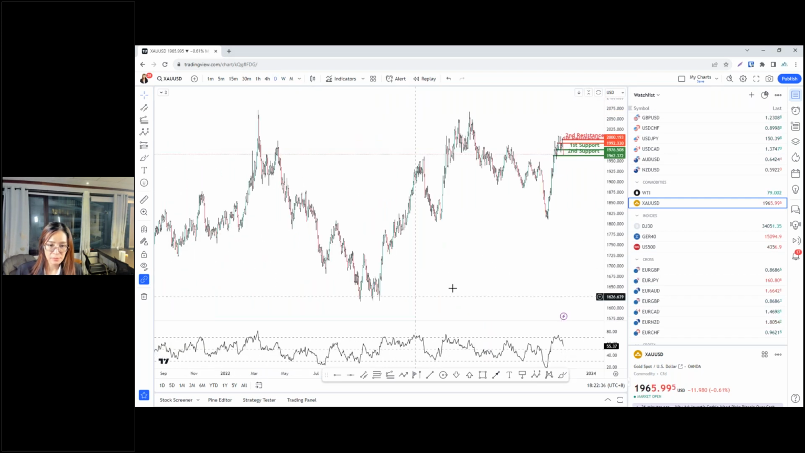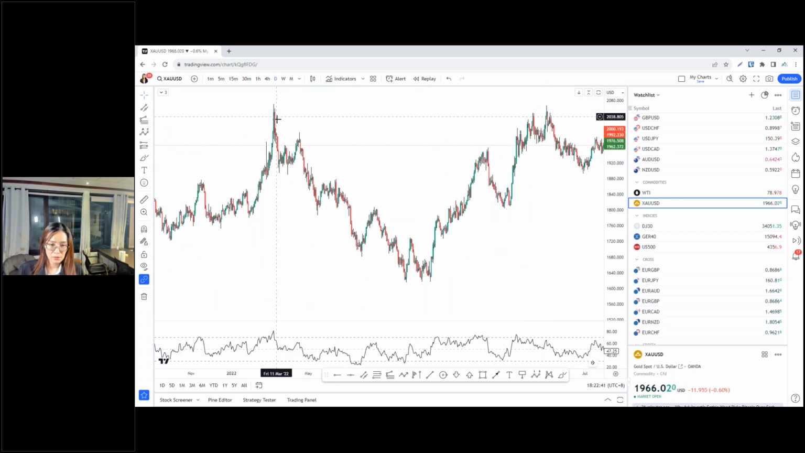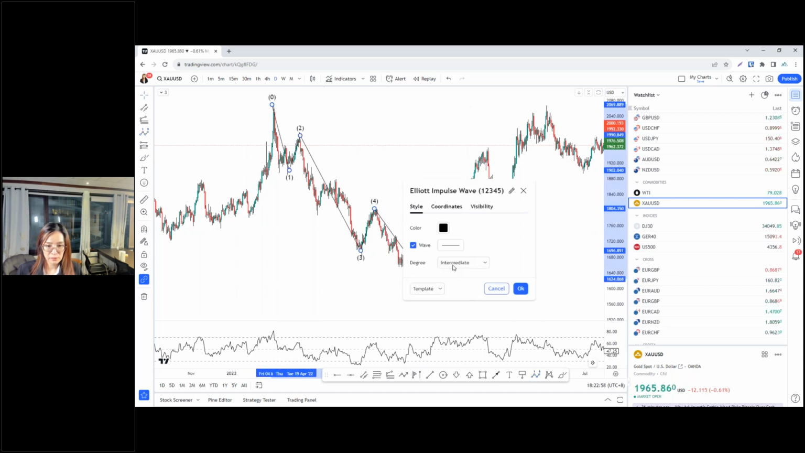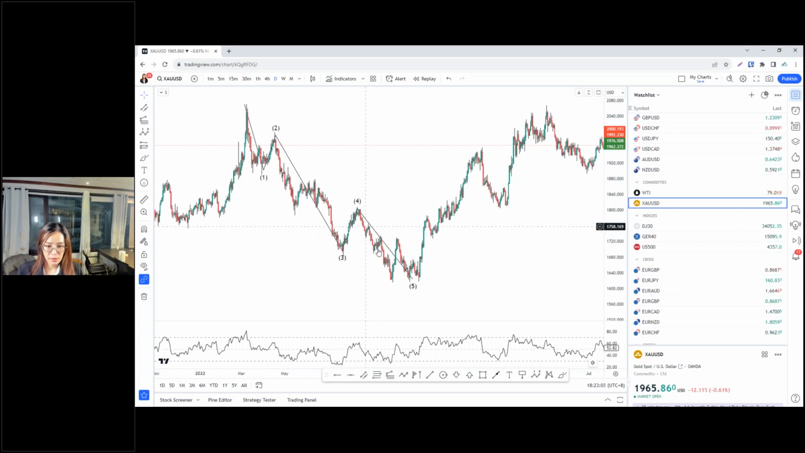On the daily I don't find one, but maybe I can find one for the downtrend. 1, 2. That could be 1, 2, 3, 4, and 5. This is another wave. And from wave 2 to wave 5, there will be 1, 2.